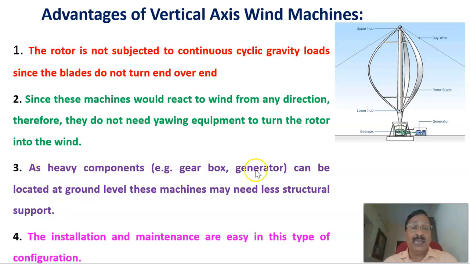As heavy components like the gearbox and generator can be located at ground level, this machine may need less structural support. Gearbox and generator are at the lower level, which needs less structural support. The installation and maintenance are easy in this type of configuration, the vertical axis wind turbine machine.